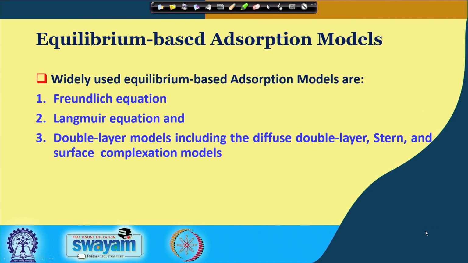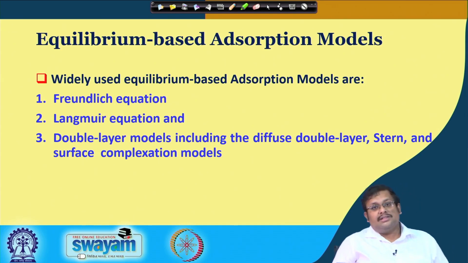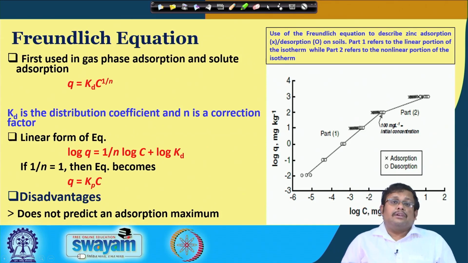Now, equilibrium based adsorption models. Let us discuss different equilibrium based adsorption models. There are two widely used equilibrium adsorption models: one is the Freundlich equation, the other is the Langmuir equation, and the third one we will be discussing is the double layer models, including the diffuse double layer, Stern and surface complexation models. Okay, so let us first talk about the Freundlich equation.